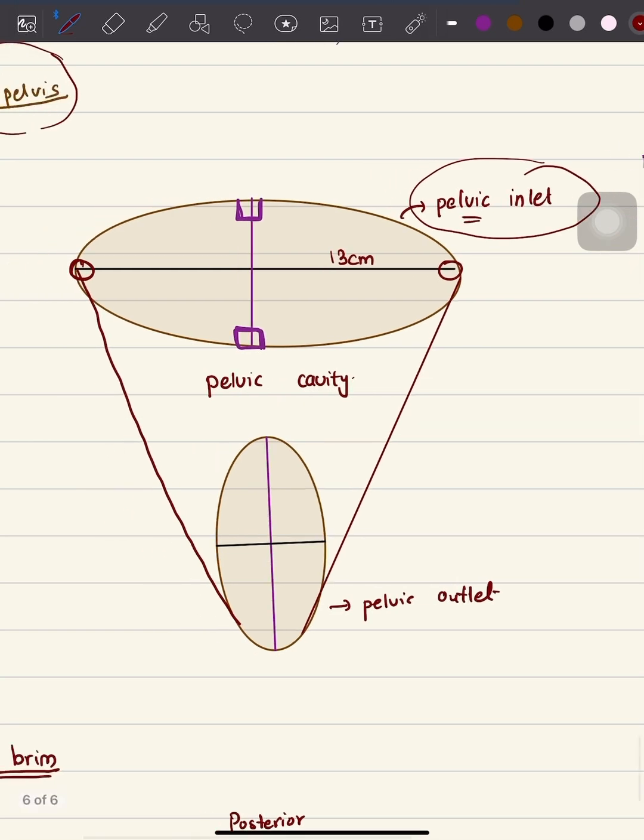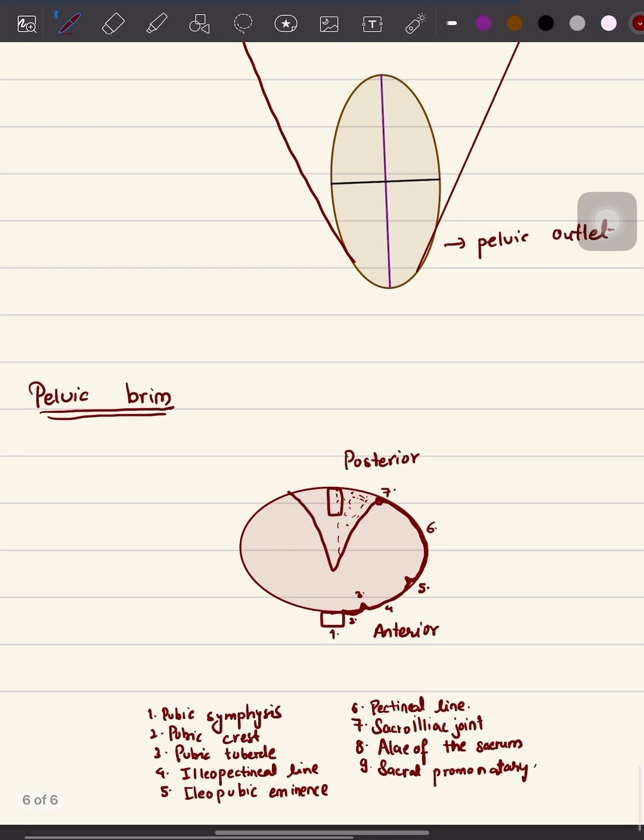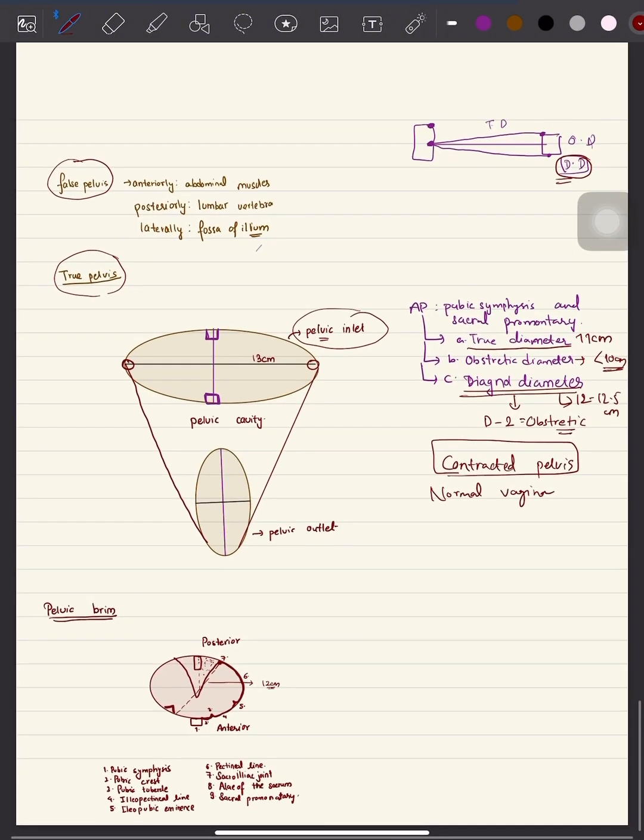and the transverse diameter is 13 centimeter in the case of the pelvic inlet. The oblique diameter is a diameter which is passing through this region, and let's suppose here is also another iliopubic eminence. So this one is the oblique diameter and it is somewhere around 12 centimeter. So we have completed the pelvic inlet. In the pelvic inlet, it's important that the obstetric diameter is not less than 10 centimeter for normal vaginal delivery.